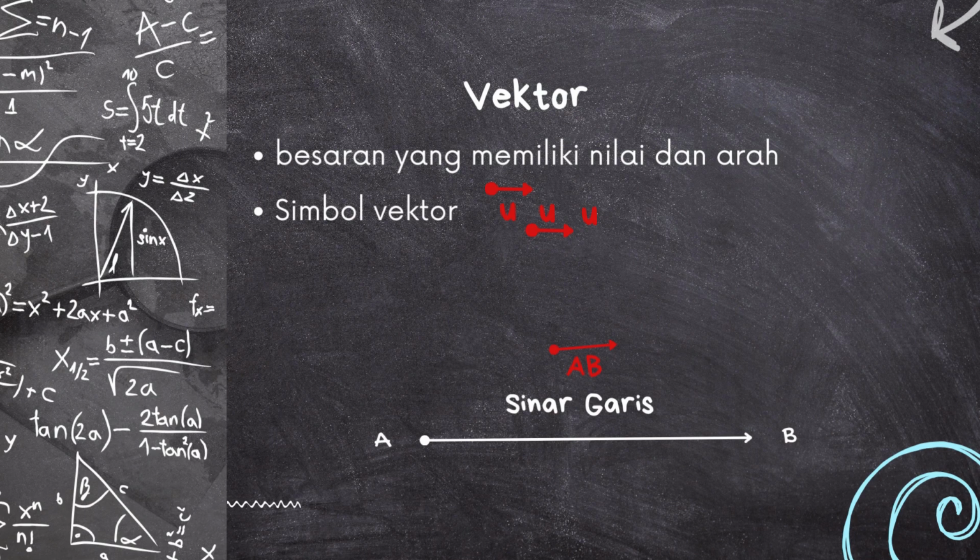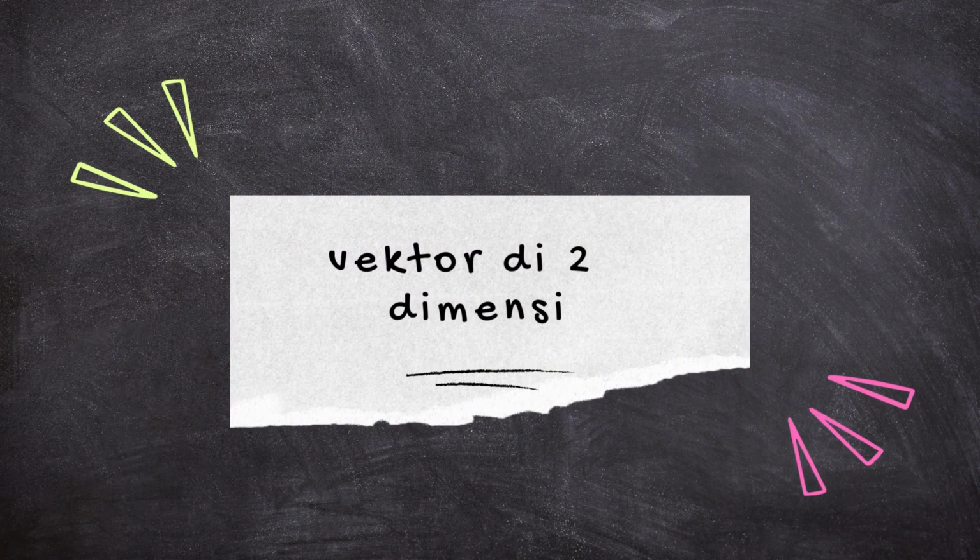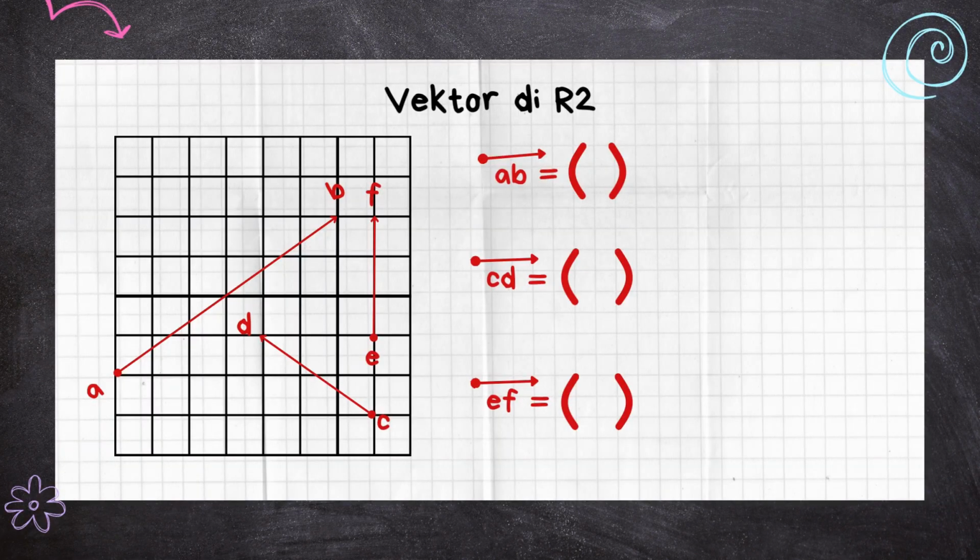Next, let's move on to vectors in 2 dimensions. So, here's an example. In 2 dimensions, it's synonymous with a plane. Here, we have vectors AB, BC, and CD. How do we determine the values of these vectors? Let's look at the first vector, AB. The value of vector AB is (6, 4).